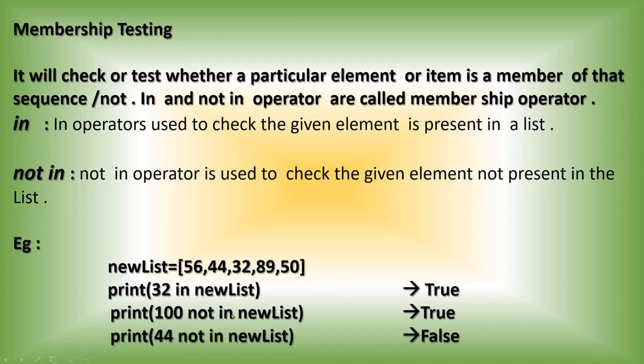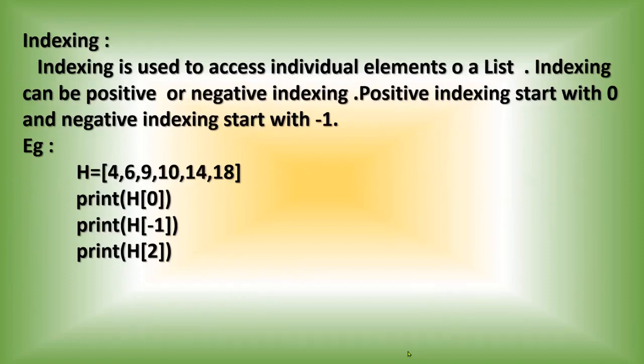And the second case, 100 not in new list. Yes, 100 is not present in the new list, so it will return the value true. And the last example, 44 not in new list. 44 is there in the new list, so it returned the value false. So these are the two types of membership operators, in and not in. The result will be either true or false. That is all about the membership operator.